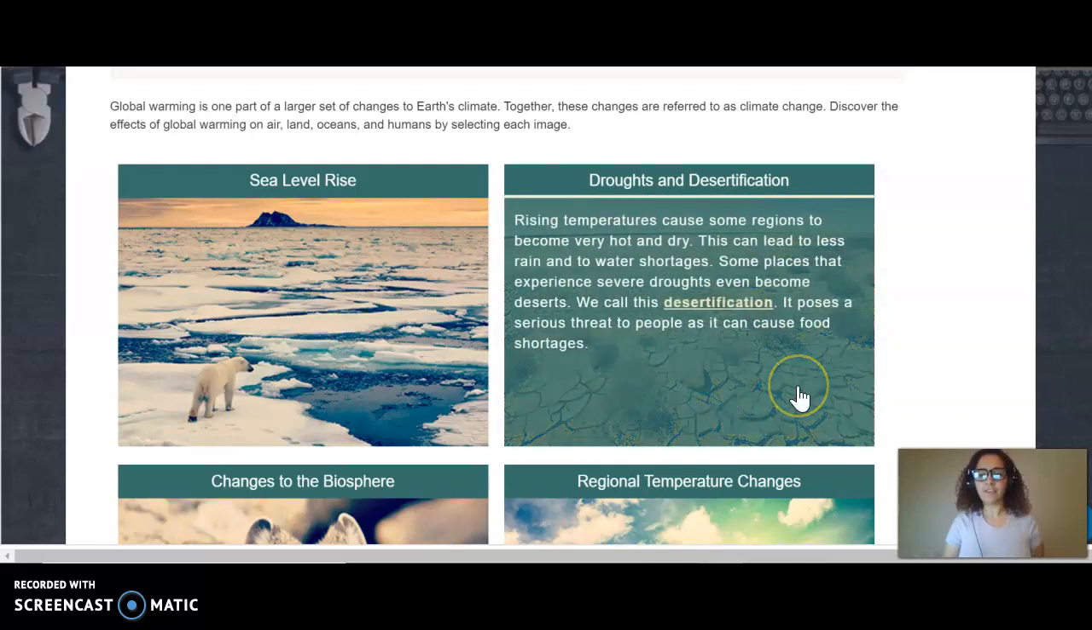So desertification happens when we have droughts for too long. This is when areas may have been fertile, so that means that we can plant things there, but because of all of the droughts, now we can't use it as farmable land. So it becomes a desert. This poses a threat to people because it may cause food shortages because we aren't able to plant anything.